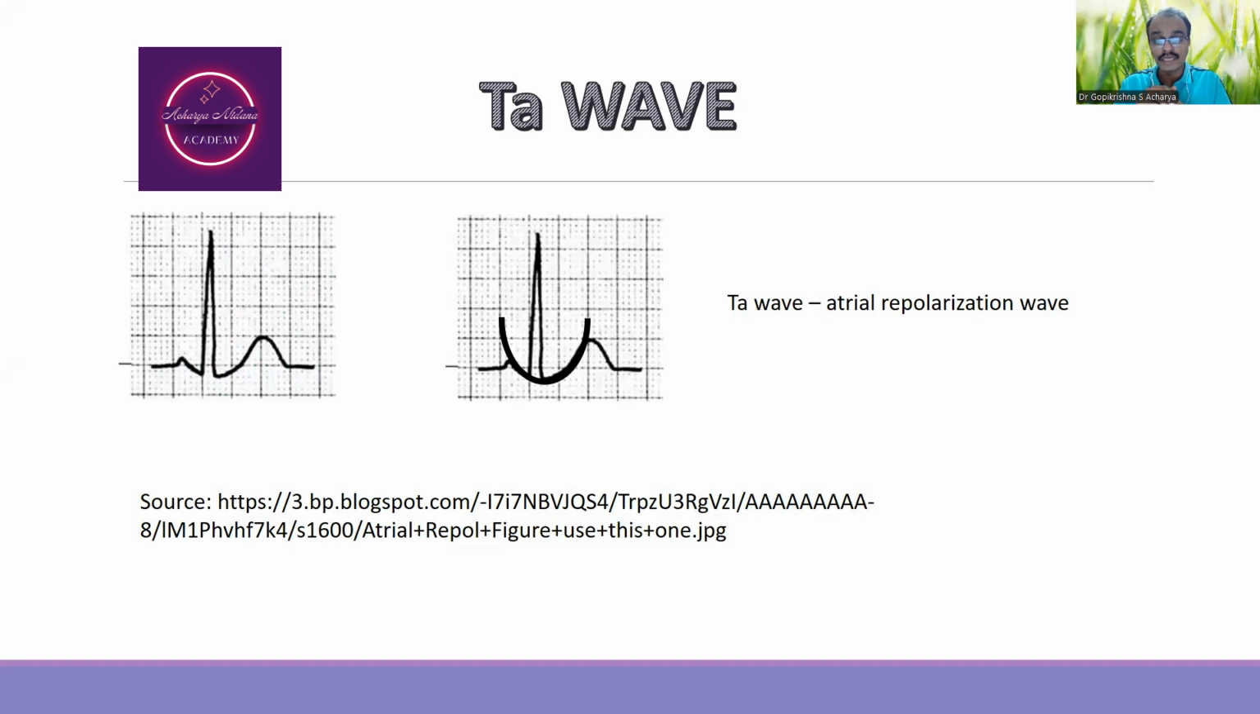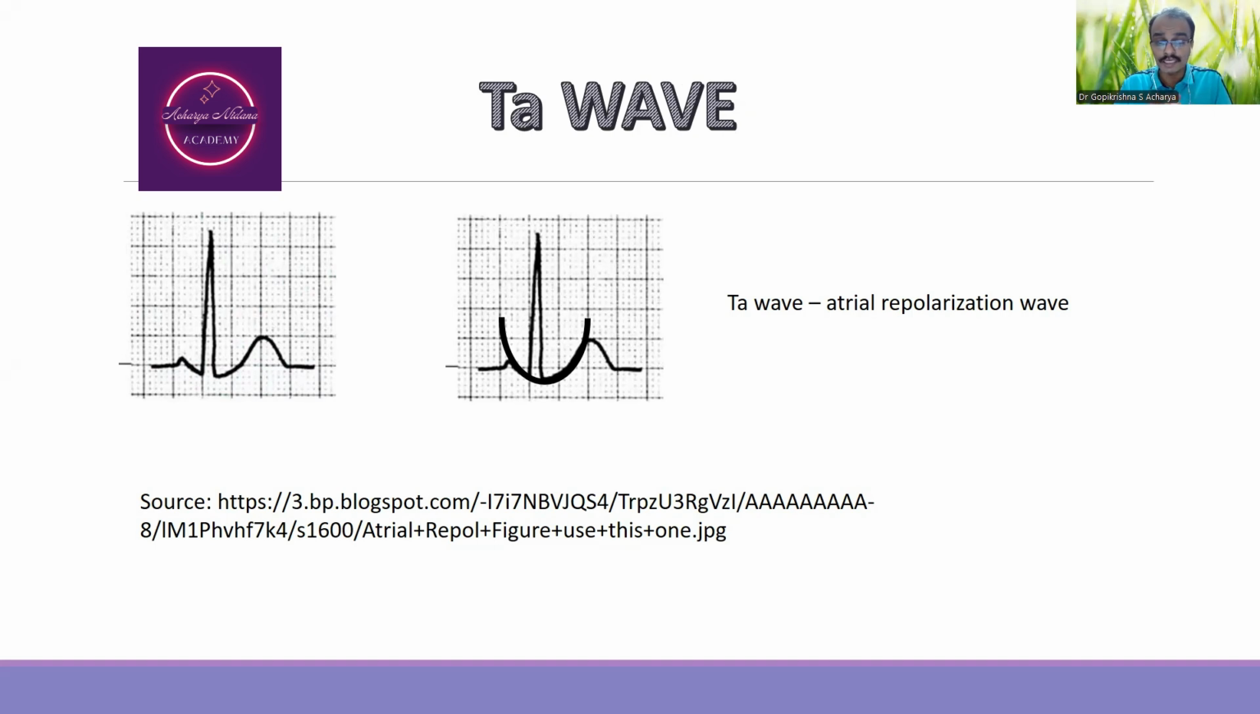This is what is termed as TA wave. Normally, this particular TA wave will not be observed in the routine electrocardiogram. The reason is, whenever there is atrial repolarization, that will be associated simultaneously with ventricular depolarization. Hence, we are not going to get the TA wave routinely. This may be observed when the person is doing any kind of strenuous exercise.